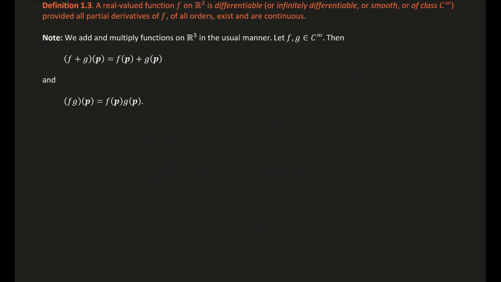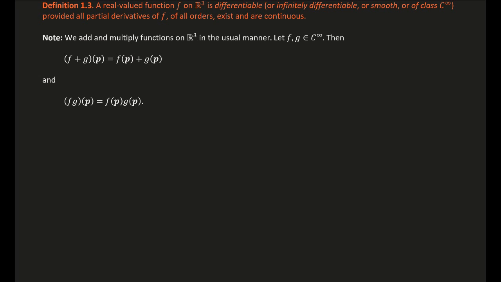Our final definition, 1.3, is the definition of a differentiable function. We say a real valued function f on R3 is differentiable, or infinitely differentiable, or smooth, or of class C infinity, provided all partial derivatives of f of all orders exist and are continuous. Here we should note that the addition and multiplication of functions on R3 is in the manner that we are used to.